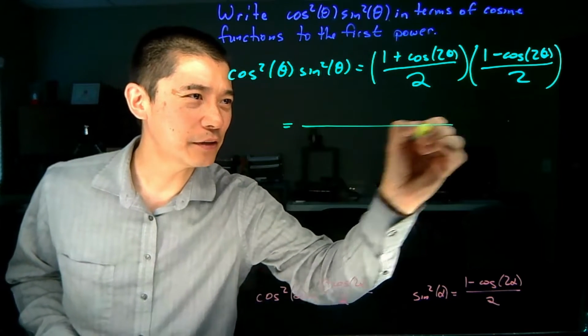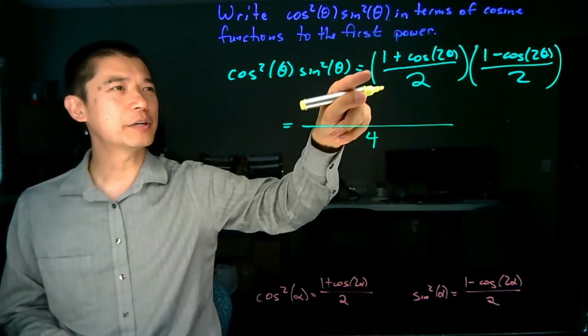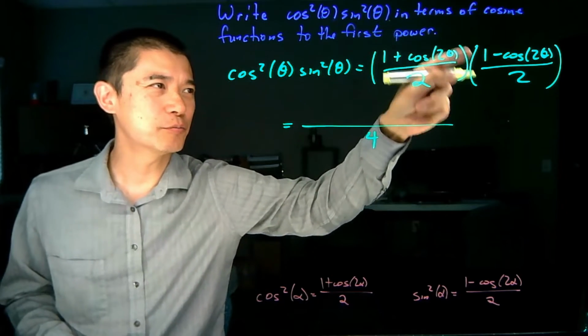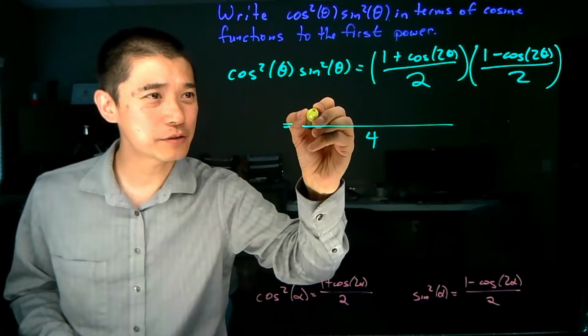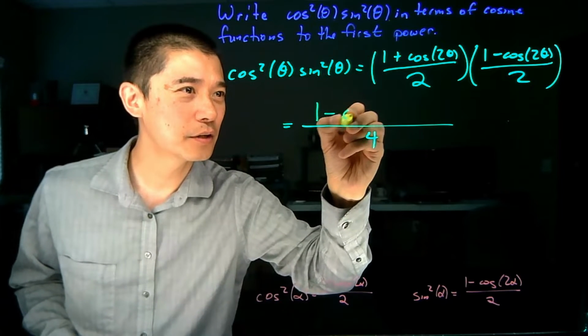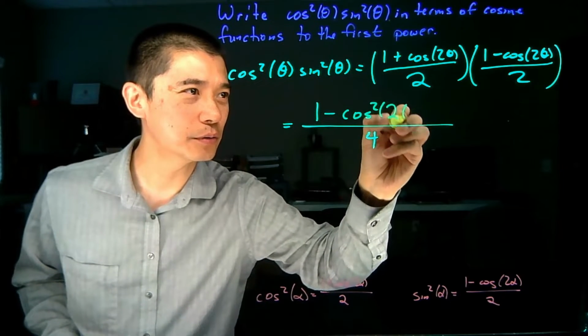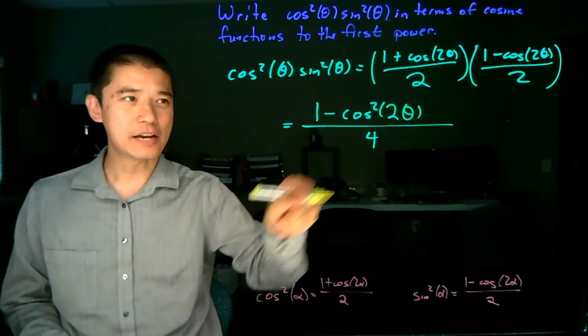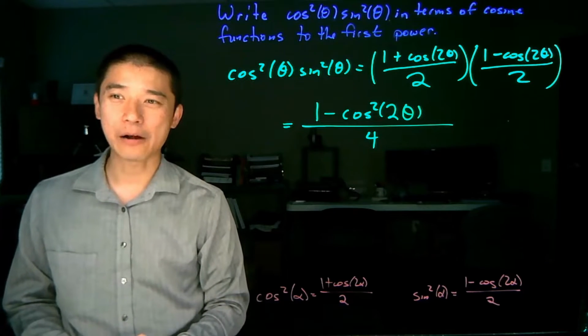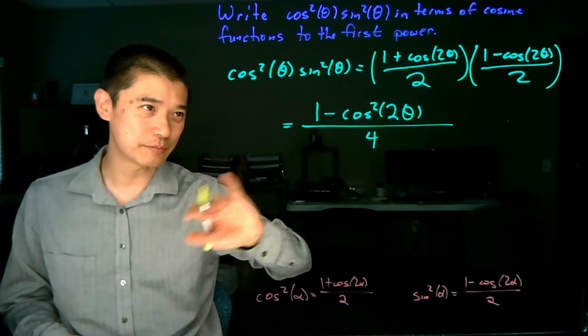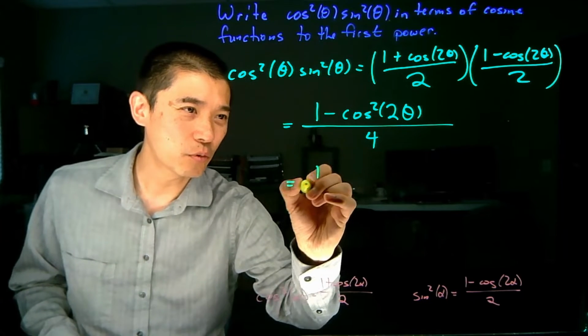So in the denominator, 2 times 2 is 4. In the numerator, we have 1 plus something times 1 minus something. That leads to a difference of squares. So 1 minus cosine squared 2 theta. And now here we can see that there is, in fact, another power of cosine that's not 1, and so we have to simplify this further. What is that going to look like?